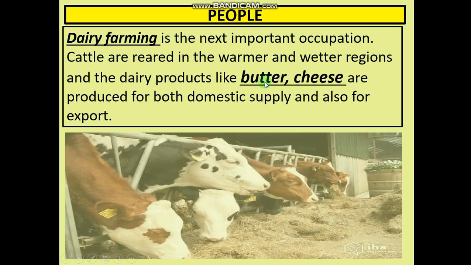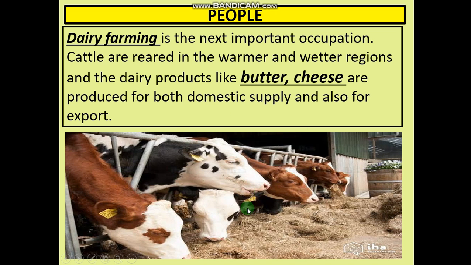Dairy farming is the next important occupation in Veld. Cattle are reared in the warmer and wetter regions, and dairy products like butter and cheese are produced for both domestic supply as well as for exporting. Exporting means sending it from one country to other countries of the world.